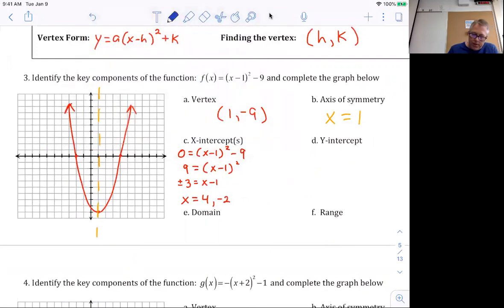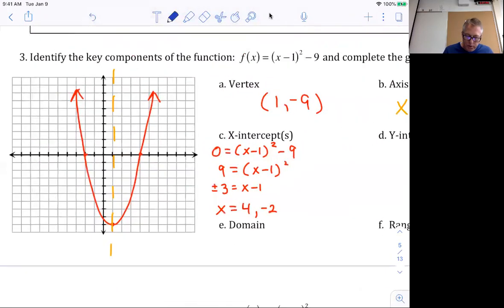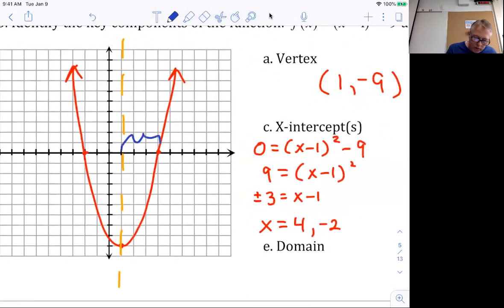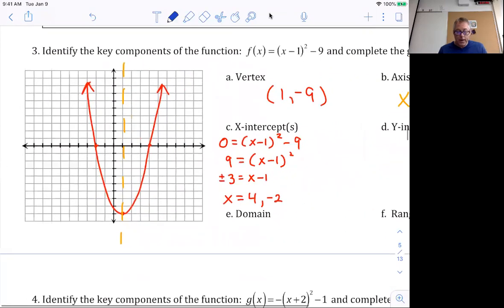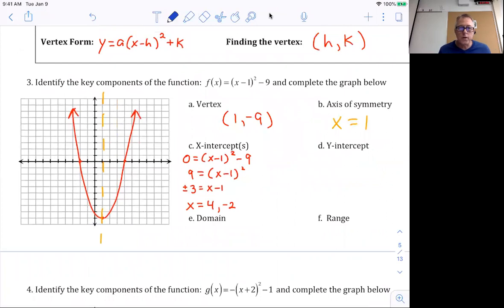And looking at my x-intercepts, here's a nice way you can double check your algebra. They have to be equidistant away from the axis of symmetry because the parabola is symmetric. So they both look like they're the same distance away. In fact, they are both 3 units away from the axis of symmetry. So I feel really good that I did the algebra correctly, and I have a nice picture of the graph.